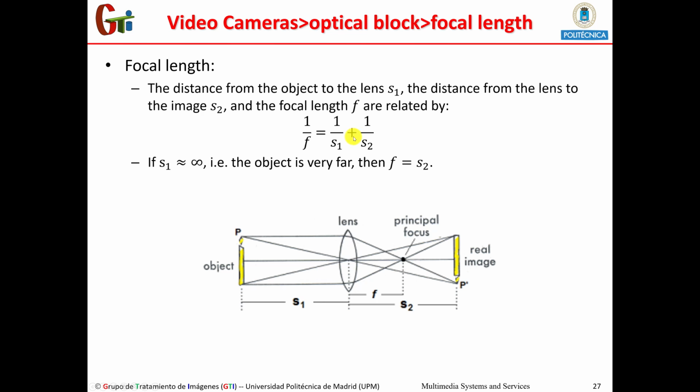It's interesting to see, according to this formula, that if our objects are very far away from the lens, then this term can be removed, and then the focal length just is the distance S1, the distance between the object and the lens. This also has implications in the depth of field, in the sense that if our objects are very far away, they appear to be all of them in the same depth, in the same distance, okay?